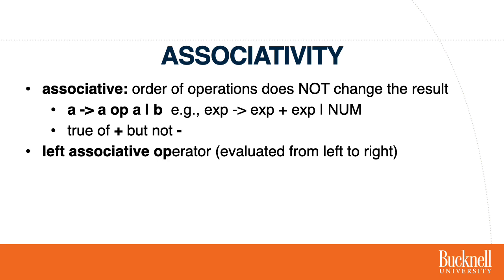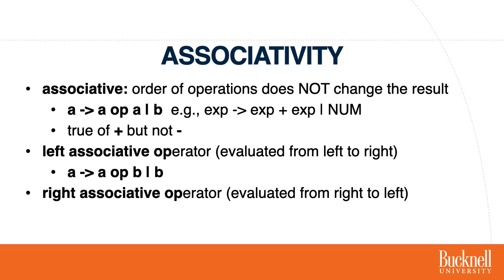A left associative operator, conversely, is an operator that is evaluated from left to right. We can write a rule describing a left associative operator as follows. We can replace a symbol A with A operator B, or B. We create an asymmetry that forces the operator to have a left branching tree. Conversely, a right associative operator is one that must be evaluated from right to left. By creating the rule A can be replaced with B operator A, or B, we force the parse tree to only branch to the right.